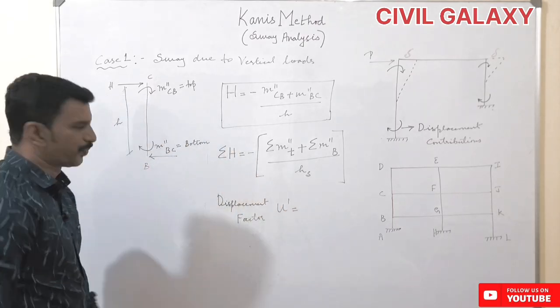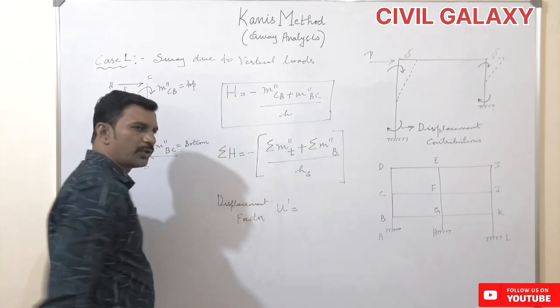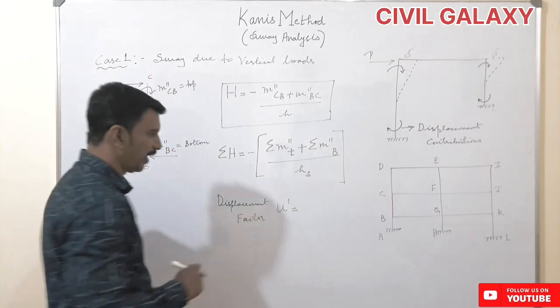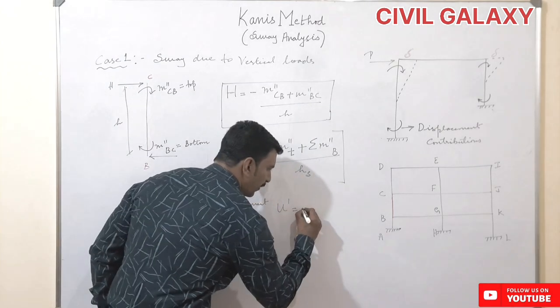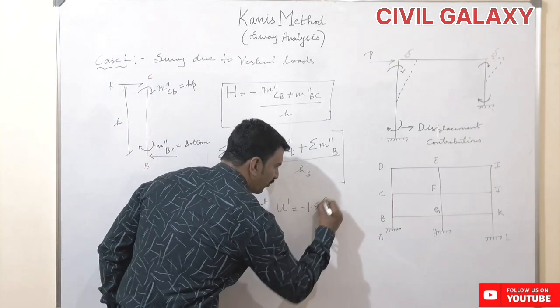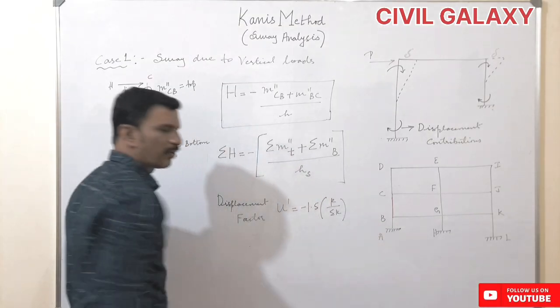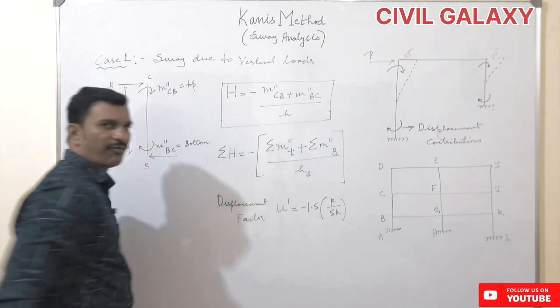We know the rotation factor is represented by U is equal to 0.5 into K by sigma K. But here the displacement factor is represented by U dash is equal to minus 1.5 into K upon sigma K. So this is the formula we need to use for finding out the displacement factor.